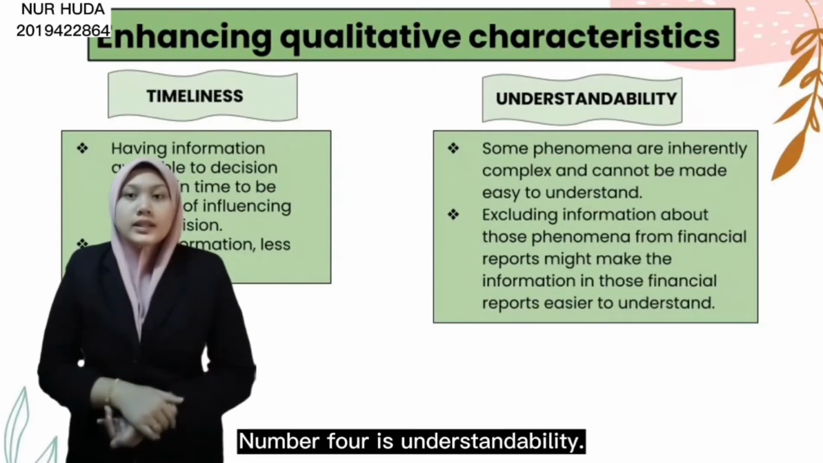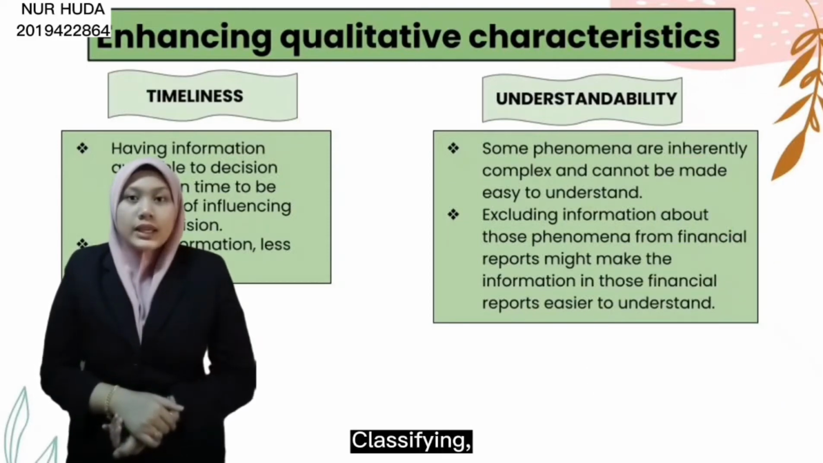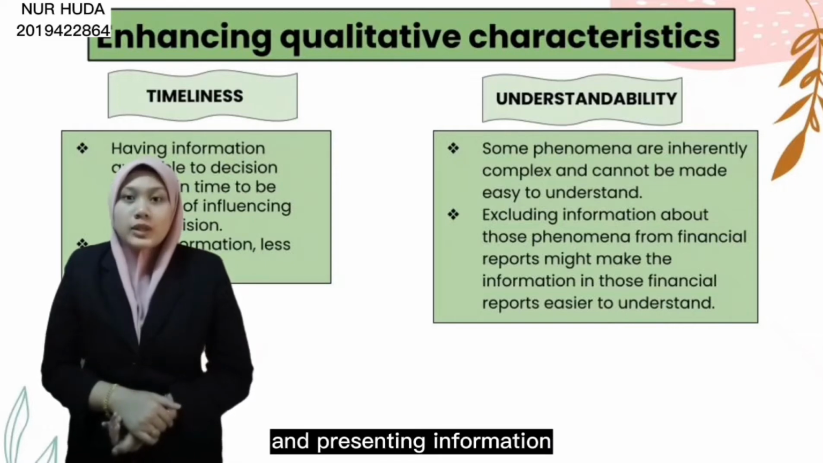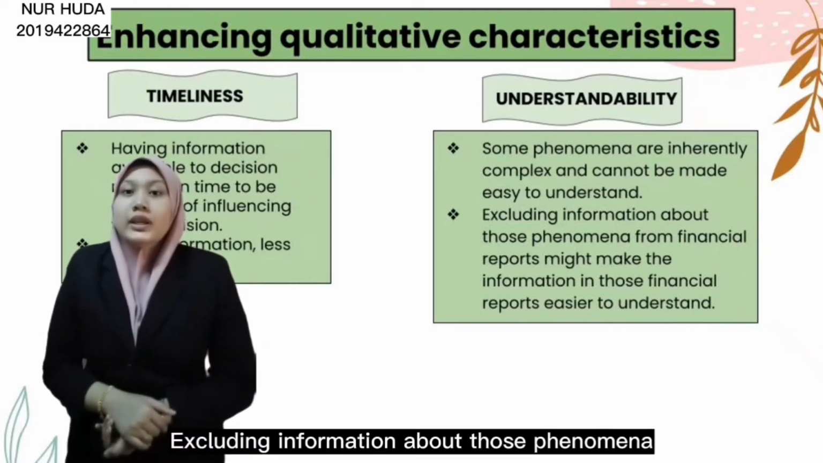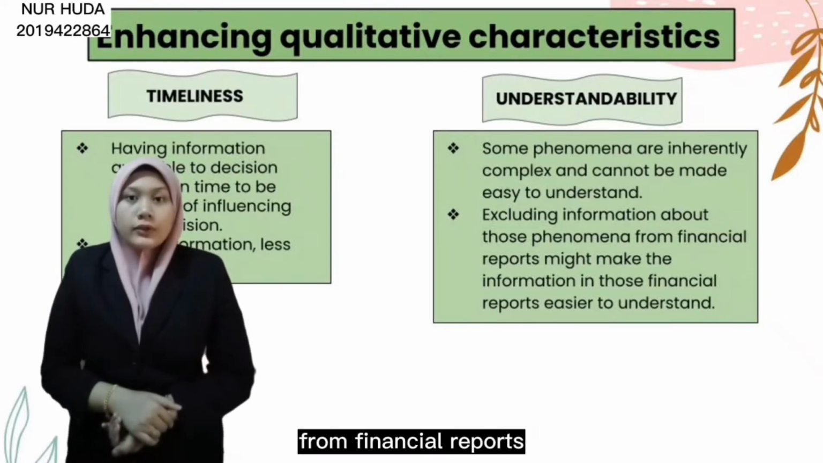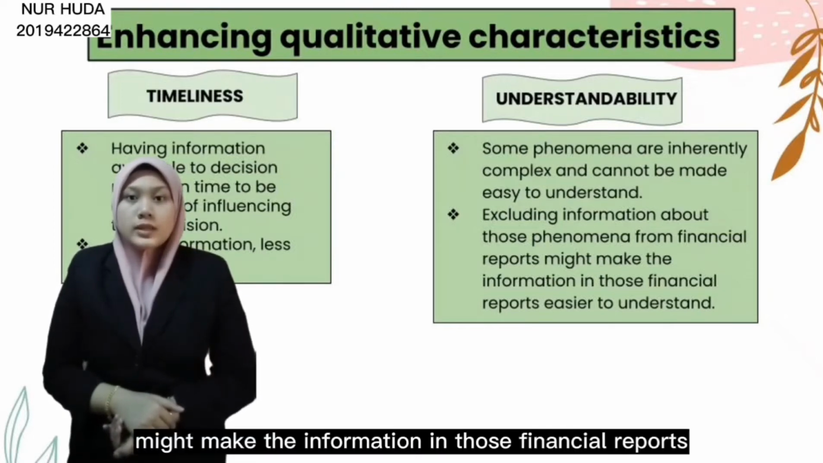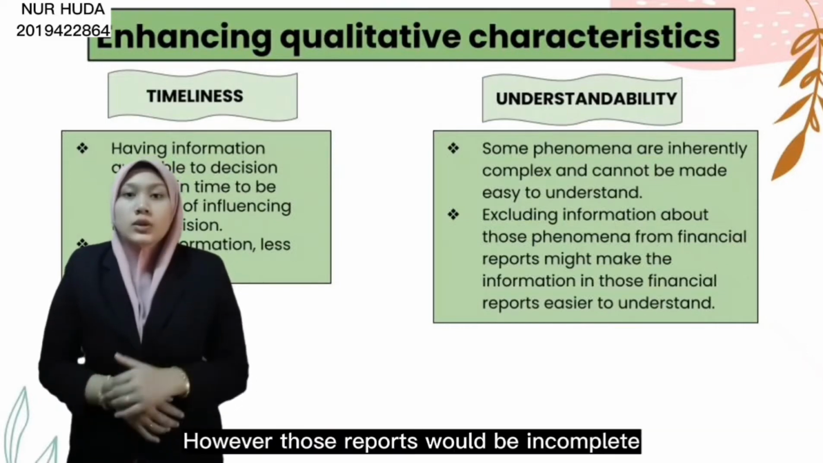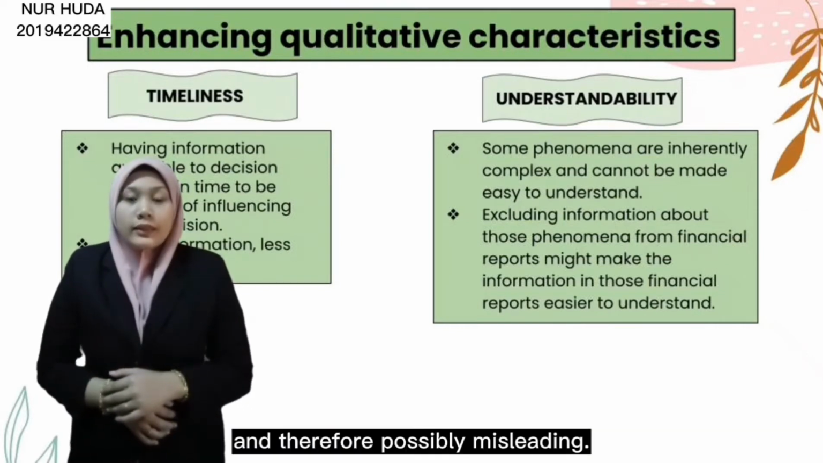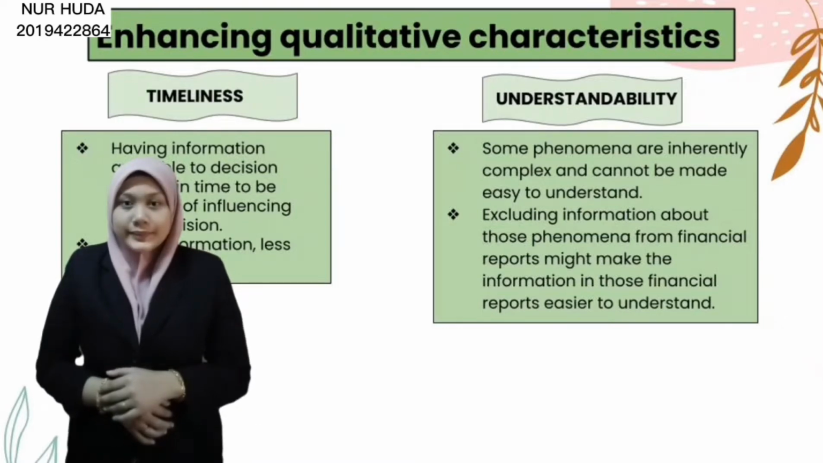Number four is understandability. Classifying, characterizing, and presenting information clearly and concisely make it understandable. Excluding information about those phenomena from financial reports might make the information in those financial reports easier to understand. However, those reports would be incomplete and therefore possibly misleading.